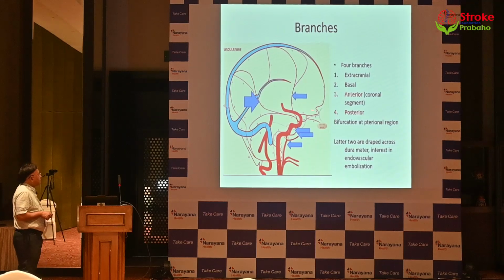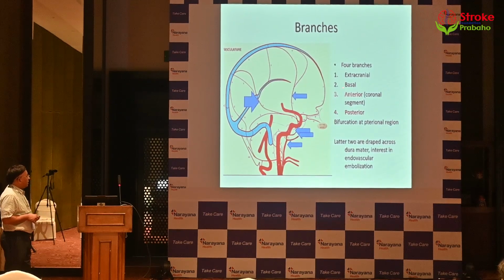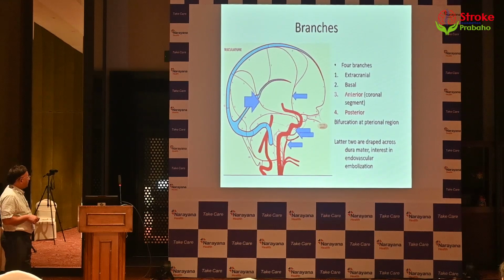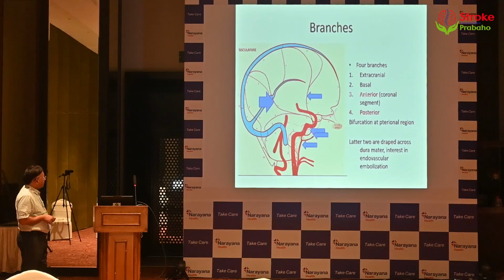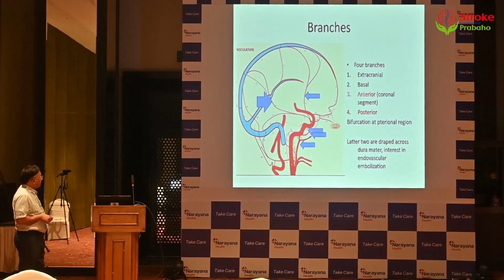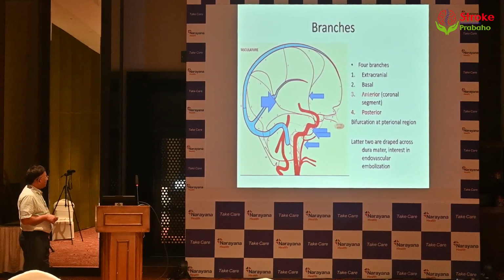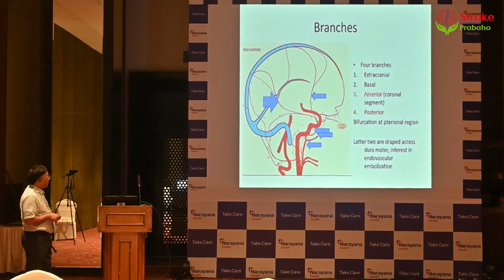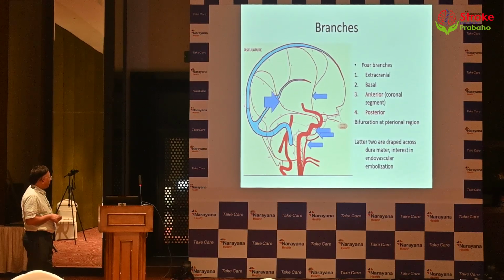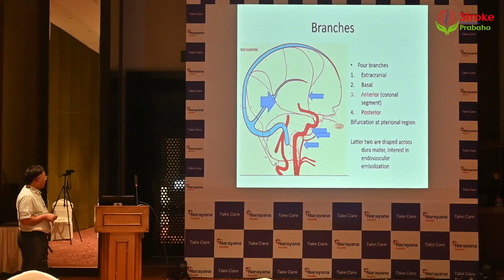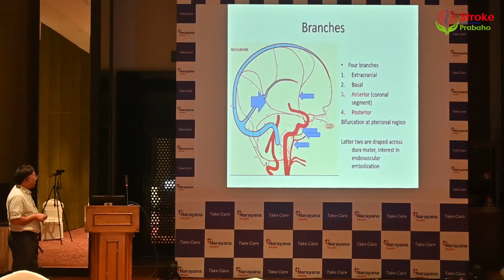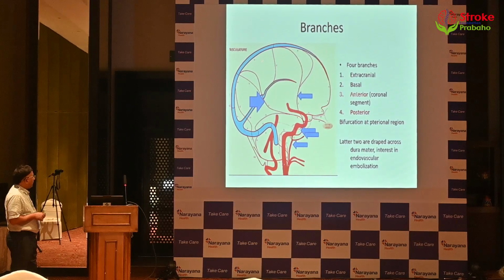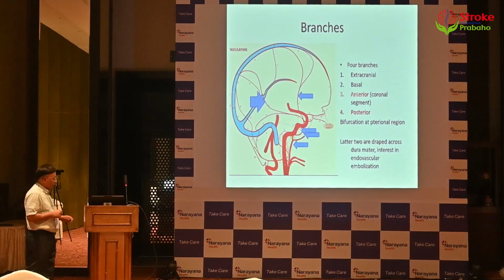So these are the various branches. There are four major branches of the middle meningeal artery. This is the extracranial part. Here it enters with the foramen spinosum and becomes intracranial. This is called the basal part. Then you have two major divisions, the anterior division and the posterior division. This is the bifurcation at the pterion region, and it becomes the anterior and posterior divisions. These anterior and posterior divisions are draped across the dura mater, and they are mainly used for the embolization of the middle meningeal artery.